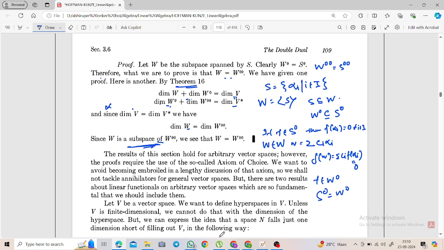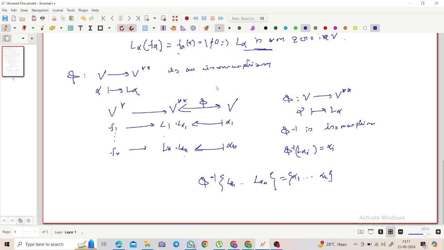Okay. So W is a subspace of W naught naught. Okay, we are claiming this, under the isomorphism. We already have that isomorphism. So say small w belongs to W.